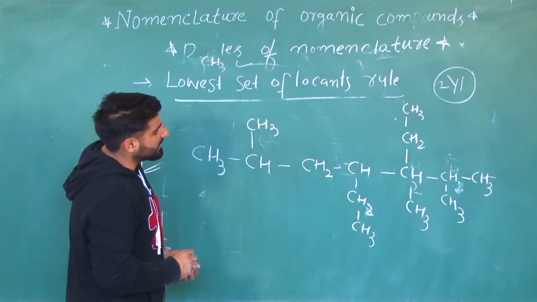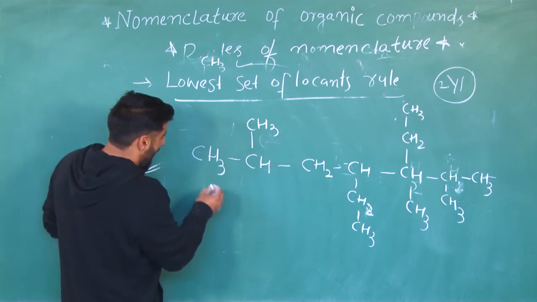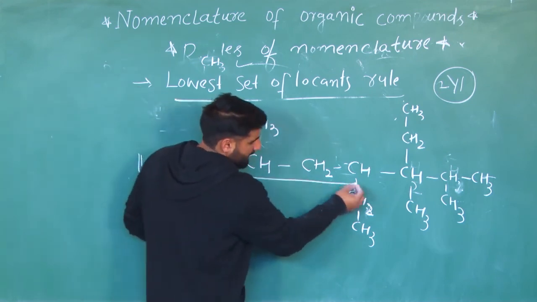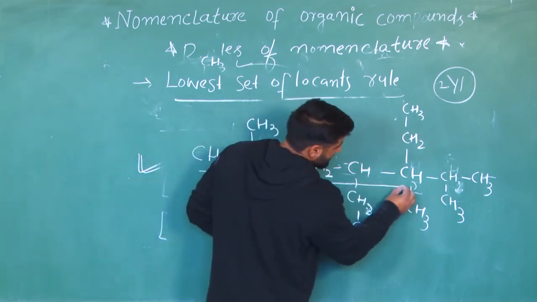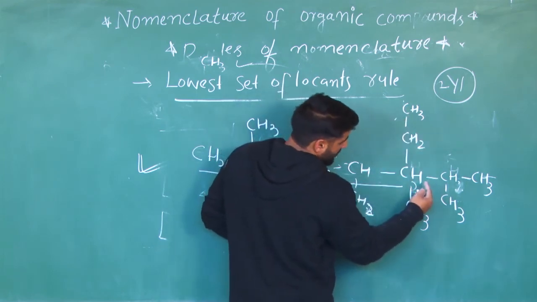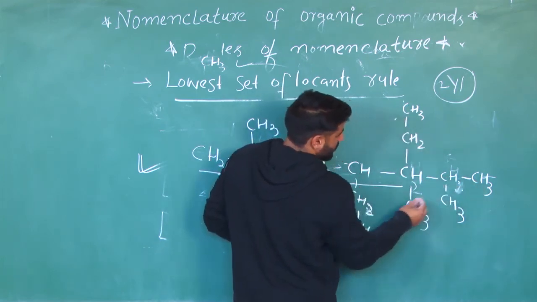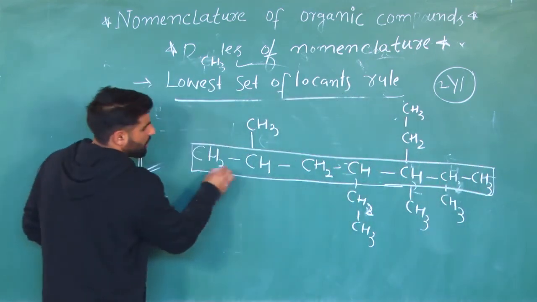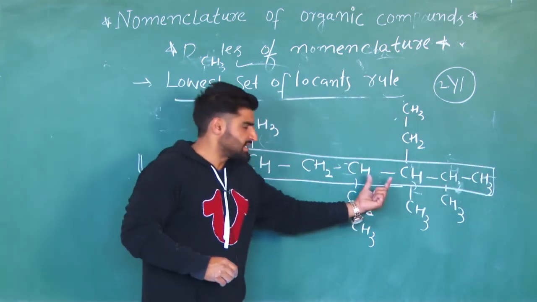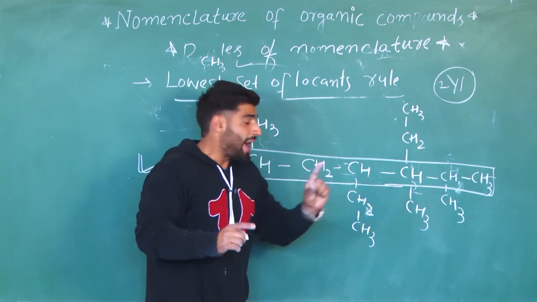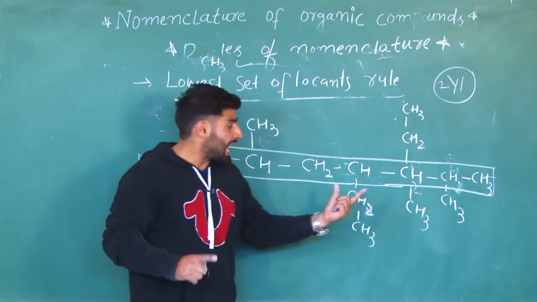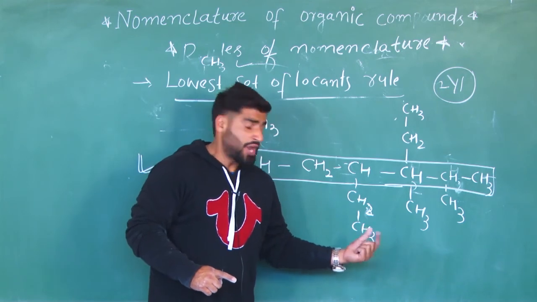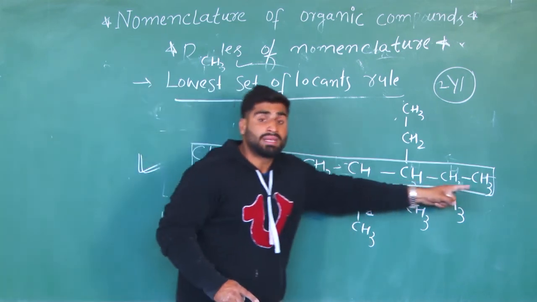First of all, I have to select the longest possible chain. I'll be going from this. Then here I have a very simple way. I'll be going this way, then 1, 2, and we have here 1, 2. So I will be going like this. This is the longest possible chain. Now I have to number the chain. Either I am supposed to number this chain from this side or from this side.